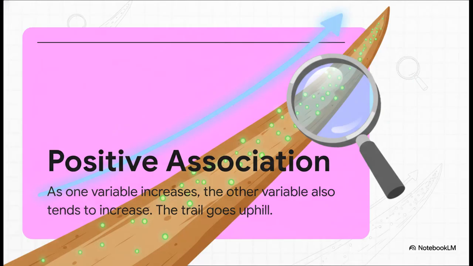A positive association is basically an uphill trail. As you read the graph from left to right, you'll see the dots tend to climb higher and higher. You can think of it like this. The more hours you spend studying for a test, the higher your score is probably going to be. That's a classic uphill pattern.